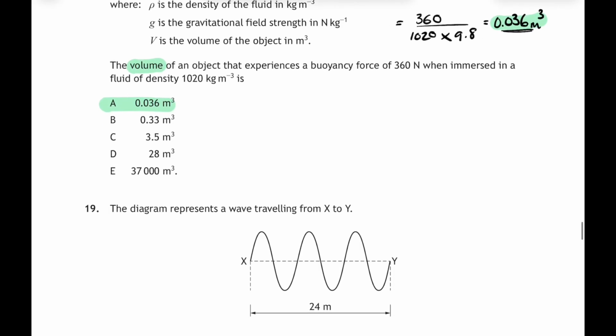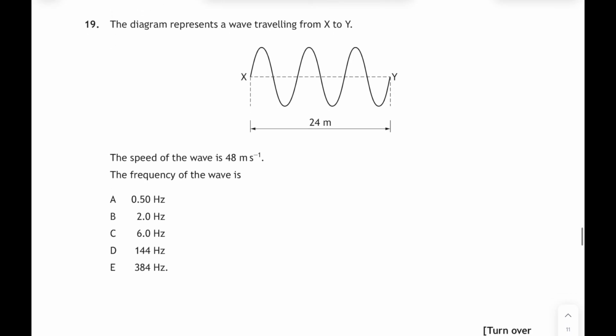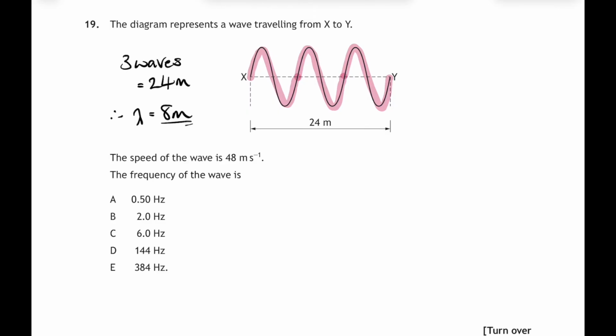Moving on, question 19. We're now on to waves. The diagram represents a wave travelling from X to Y. The speed of the wave is 48 meters per second, and we have to find the frequency of the wave. And before we find the frequency, we need to know the wavelength of the wave. So if you count how many complete wavelengths there are in the 24 metres that is shown there, then there are 3 complete wavelengths in 24 metres, so the wavelength is 8 metres.